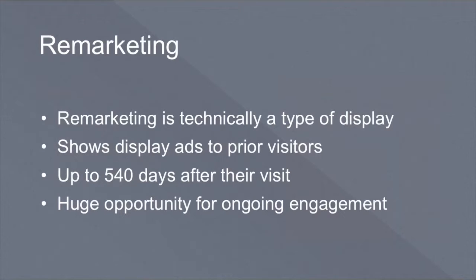Remarketing is a type of display ad that shows ads only to people who have previously visited your website. When they visit your website the first time, you place a piece of code on your website that gets tracked in their browser, and it allows you to show ads specifically to that person. You're not targeting by keyword or by a demographic or by a behavior. Their identifying characteristic is they have been to your website. And you can show them those remarketing ads for up to 540 days after their visit.